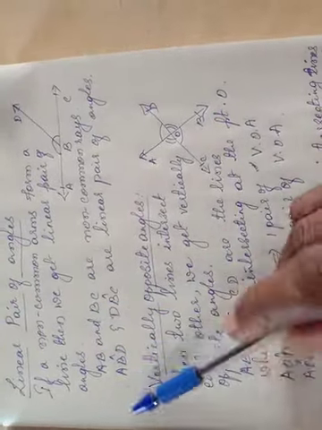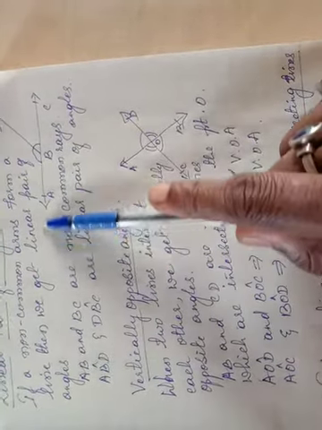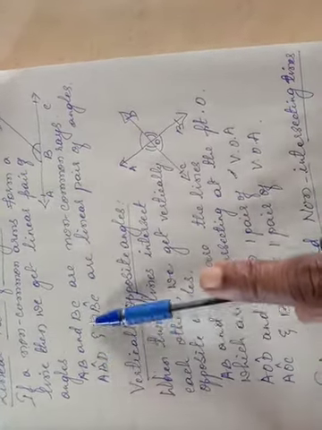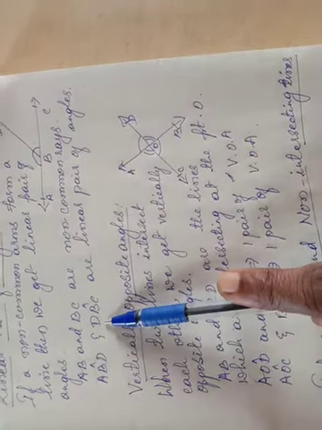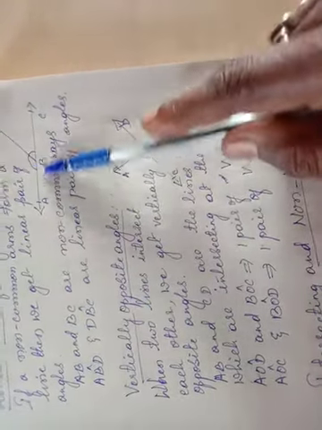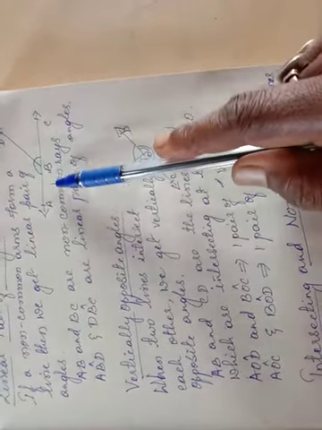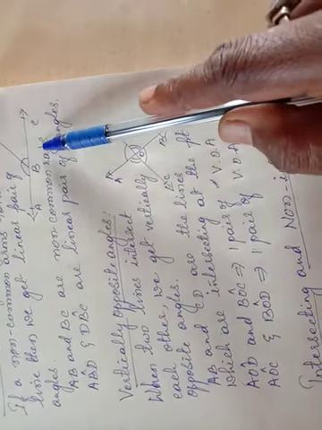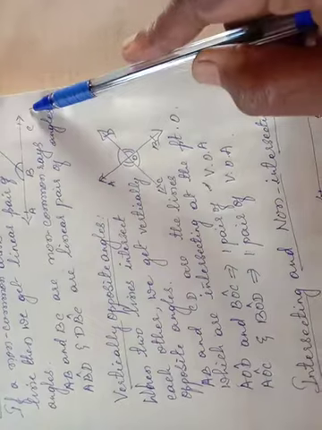Now let us see the next, a linear pair of angles. If the non-common arms form a line, then we get a linear pair of angles. AB and BC are non-common rays. They are not common rays, they are different rays. You can see here, the two angles ABD and DBC are a linear pair of angles.